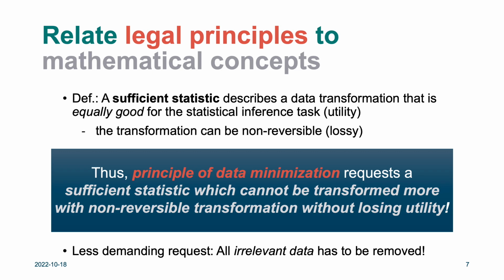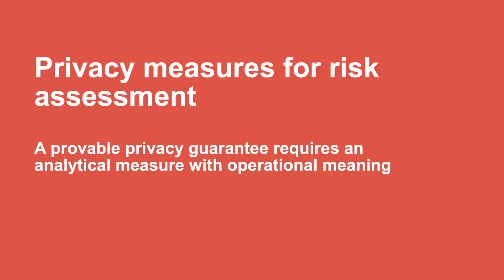And more formally, we define a sufficient statistic as a data transformation that is equally good for the statistical inference task. So the utility is equally good. And the transformation can be non-reversible, so we can lose some information in the transformation. And thus the principle of data minimization requests a sufficient statistic which cannot be transformed more with a non-reversible transformation without losing utility.